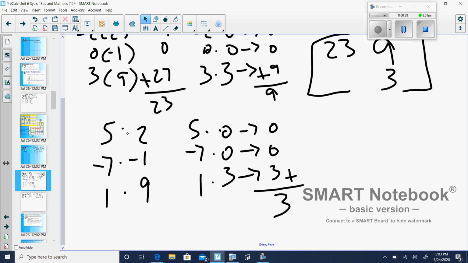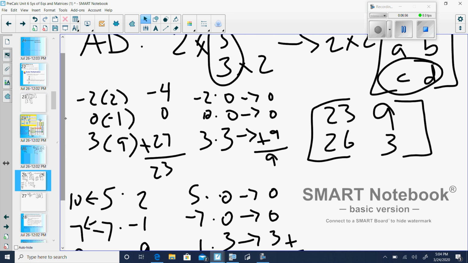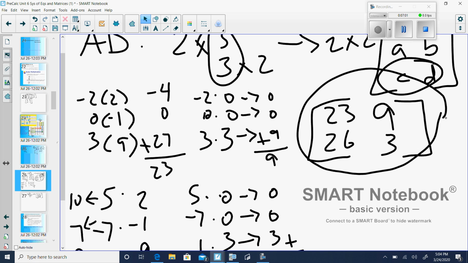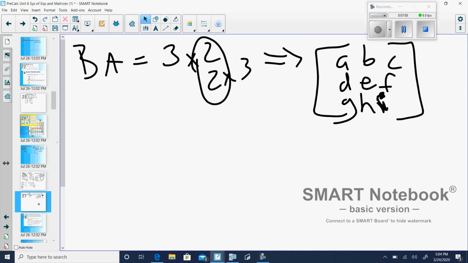And here in the bottom left, 5 times 2, we get 10. Negative and negative, it's going to be positive 7. 9 times 1 is 9. When we add those together, we get 26. And that's our answer. So a 2 by 3 times a 3 by 2 gives us a final 2 by 2 form for our matrix. Now here, we have a 3 by 2 times a 2 by 3.